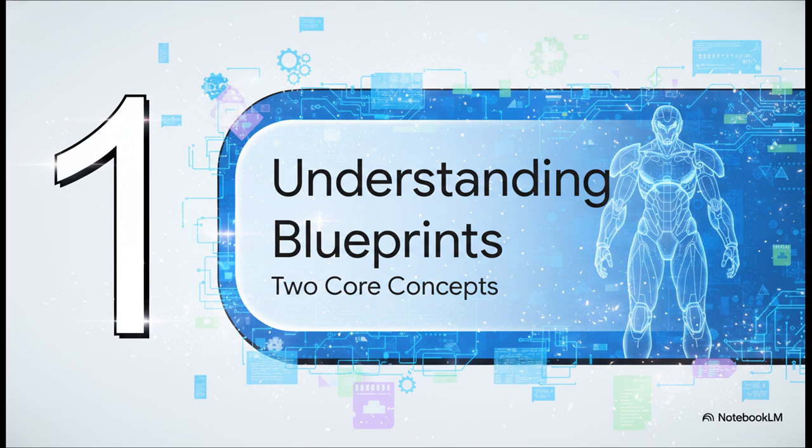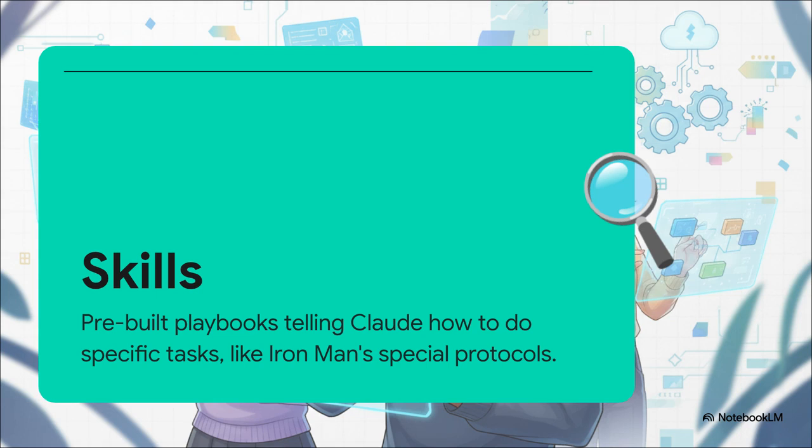Well, it really just comes down to understanding two core concepts. Think of these as the blueprints to your brand new AI-powered armor. First up, we've got something called skills. It's just like Iron Man's suit has all these different protocols, right? Like stealth mode for sneaking around, or the Hulkbuster for heavy combat. Skills are basically pre-built playbooks that tell Claude exactly how to perform specific tasks.